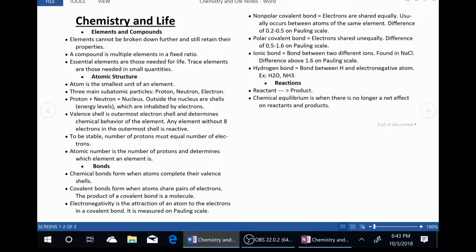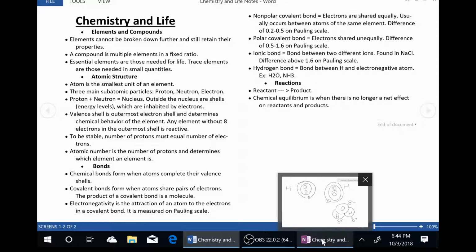So now let's move on to our second theme of atomic structure. An atom is the smallest unit of an element that still retains all the properties of that element. So you can't cut up an atom into its parts and expect to see the same properties. Our three main parts of an atom are proton, neutron, and electron. The proton and neutron are located inside the nucleus, and outside the nucleus are what we call shells, also sometimes called energy levels, and these are inhabited by electrons.